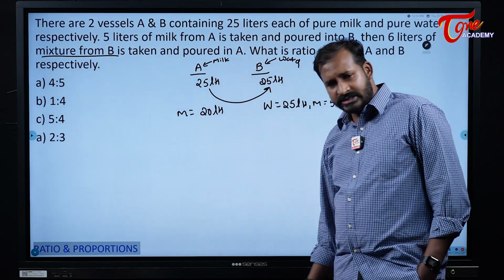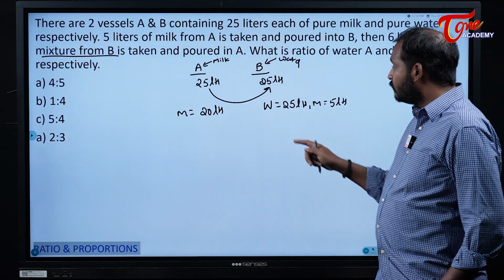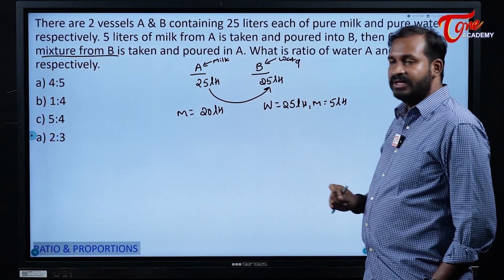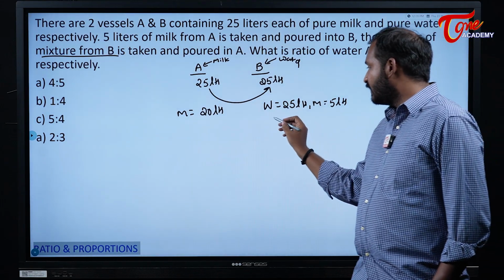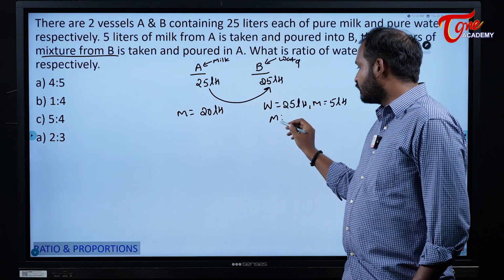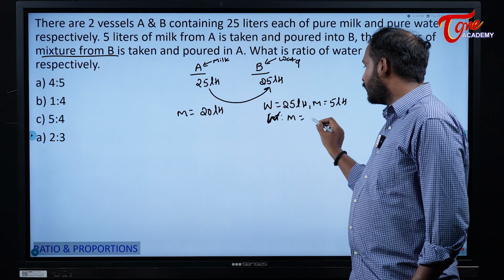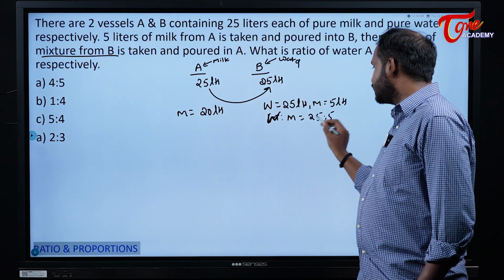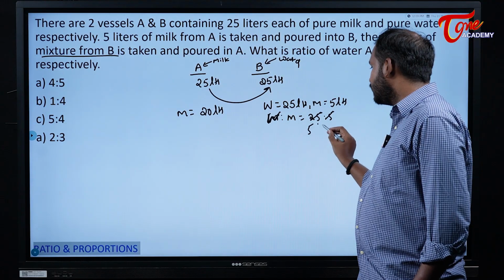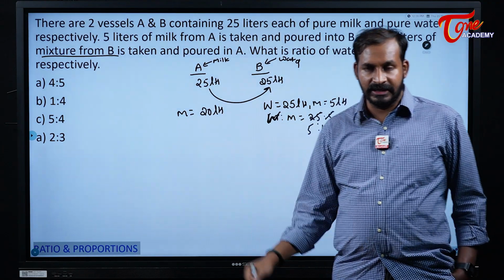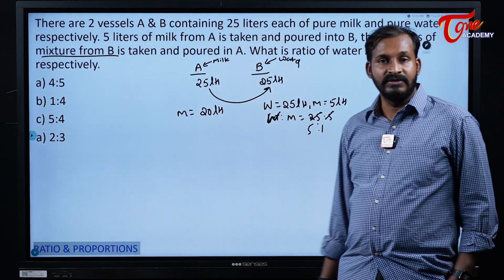Now, please see here students, once observe here. So, after adding 5 liters of milk to this B, what is the milk and water ratio in this case? Or else water to milk ratio? Water to milk ratio will become what? 25:5. This is 5:1. So, water and milk will be in 5:1 ratio in my B.